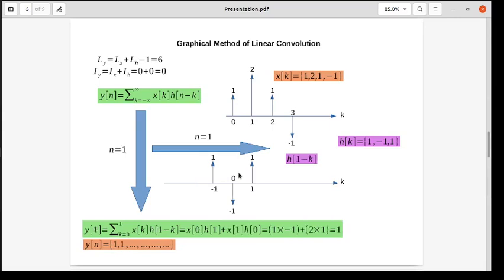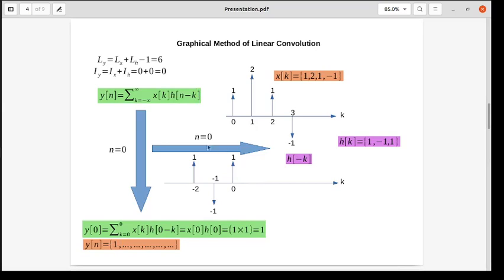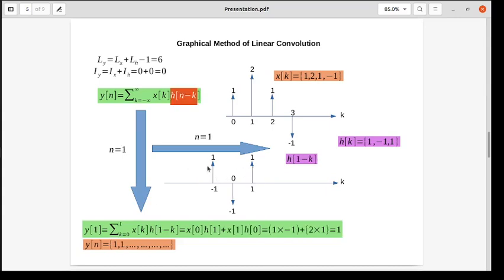Next, now y1. So for y1 we have to put n equals 1. If we put n equals 1 here, that means we have to draw xk, and just below that we have to draw h1 minus k. So what is h1 minus k? As you can see, this is the signal h minus k. So h1 minus k means this signal will be shifted right side by one sample point. If we do that, as you can see, the earlier sequence has now been right shifted by one sample point.